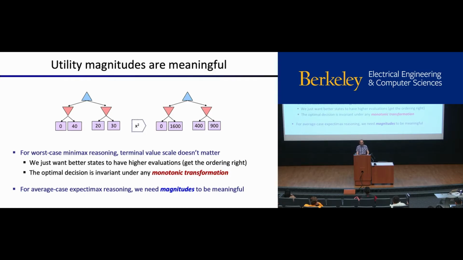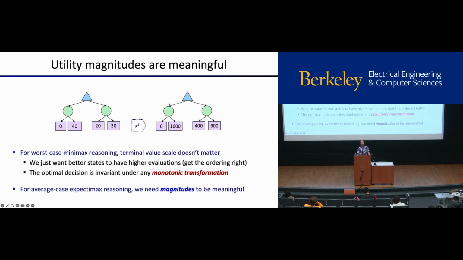But for average case expectimax reasoning, we do need the magnitudes to be meaningful. So let's look at the same example, but now it's an expectimax tree instead of a minimax tree. Let's just say for this setting that all these chance nodes are 50-50. So what's the value of this node? Bit of review. The chances are 50-50? Yep. 20? Yep. And this one is 25, and this one, well, we'll get to that one in a second. So 20 is less than 25, so you go to the right. What about here? This one has a value of 800. This one has a value of 650. 800 is bigger than 650, so you go to the left.